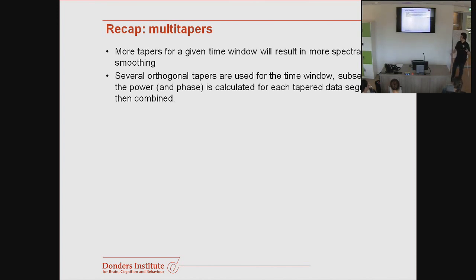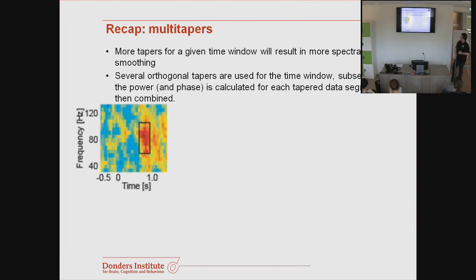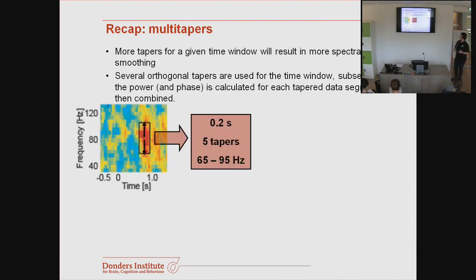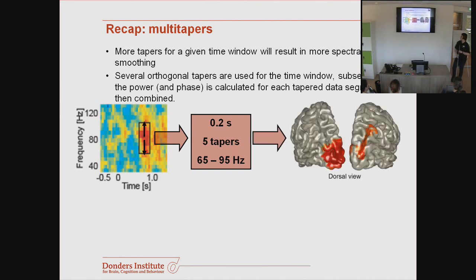So this is how you solve the problem of the window being too narrow and the bandwidth you're interested in being too large. So now you want this, and if you use 5 tapers, you get pretty much what you wanted. You get a time frequency tile that is 200 milliseconds wide and from 65 to 95 hertz. And then you create a map.